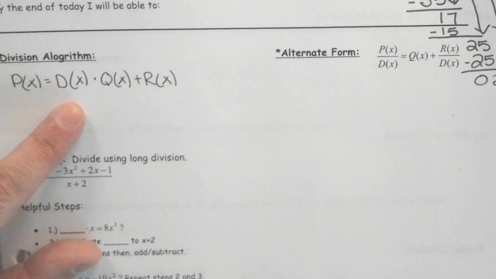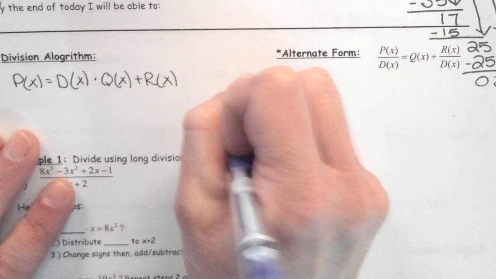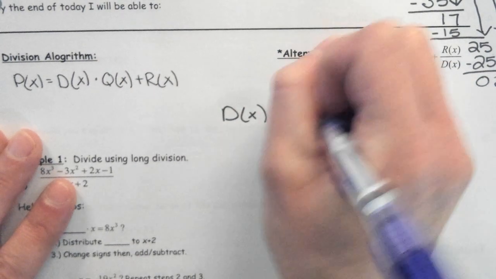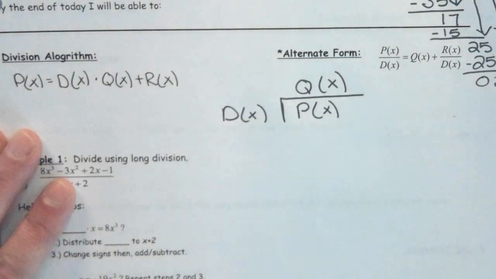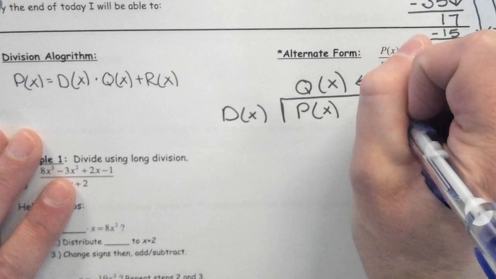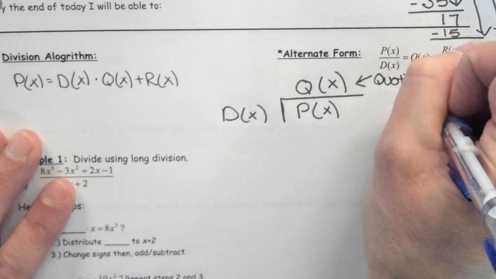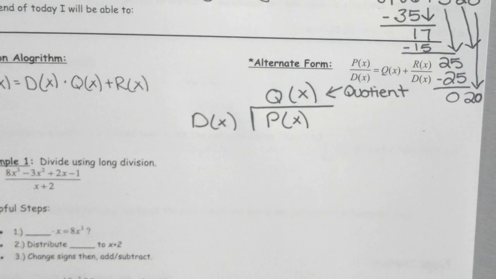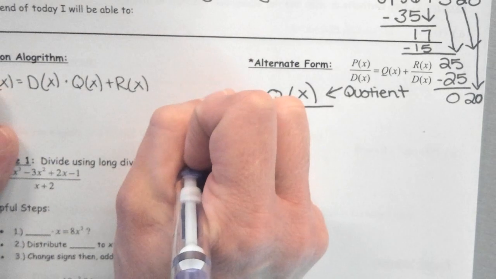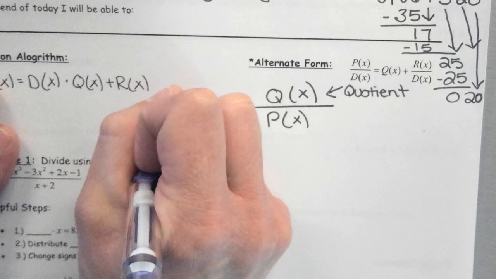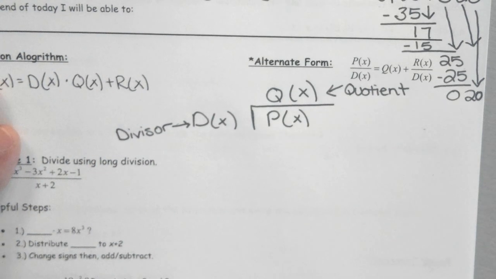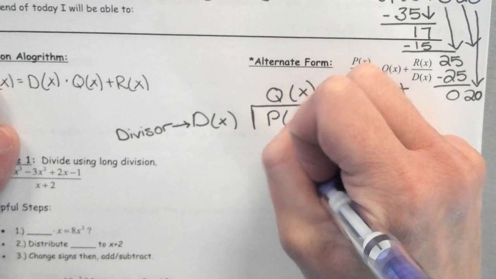Alright, let's talk about what these are. First of all, let me actually write it like this. So you've got something being divided into something, and you get an answer. Your answer is called the quotient. So your result of all this business is called the quotient. And remember, that's where your answer lives on top. The thing that's dividing in is called your divisor. The thing that's underneath is called your dividend.